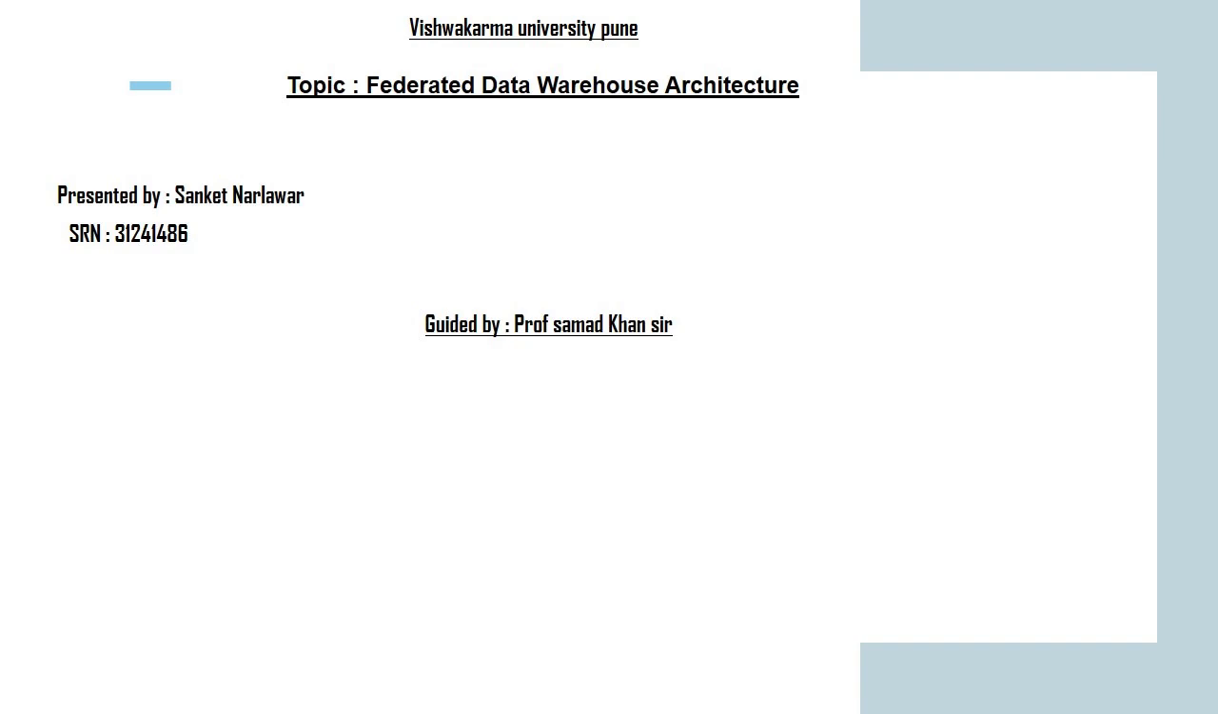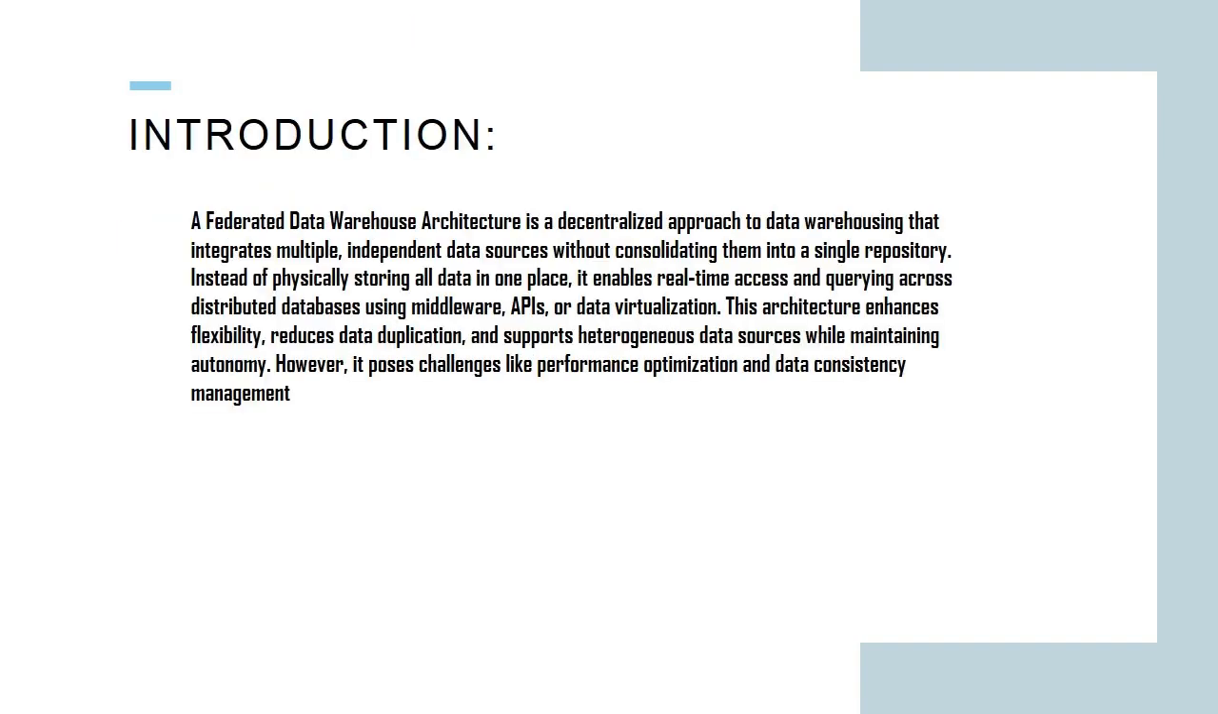So today we are discussing the federated data warehouse architecture. First of all, we will discuss what a federated data warehouse architecture is. A federated data warehouse architecture enables multiple independent data warehouses to share data and metadata without physically moving or transforming the data, providing a unified view of data from various sources.